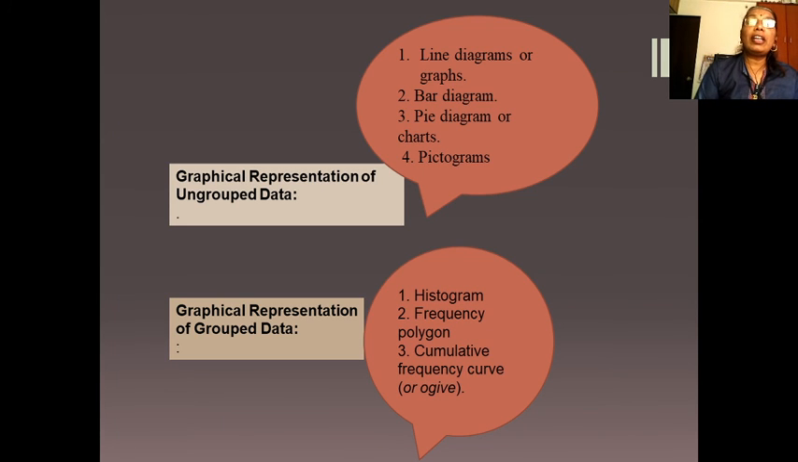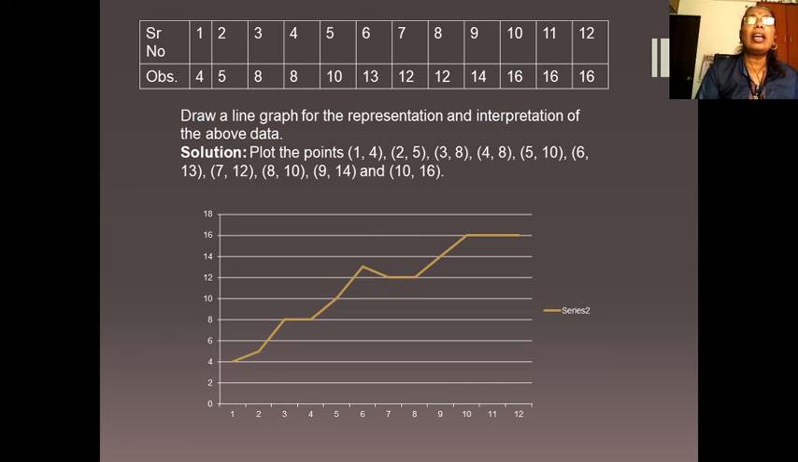For graphical representation of ungrouped data, the ways used are line diagrams or graphs, second, bar diagrams, third, pie diagrams or charts, and fourth, pictograms. In these four ways the graphical representation of ungrouped data is done. While for grouped data, graphical representation is done by histogram, frequency polygon, and cumulative frequency curve, which is known as ogive.